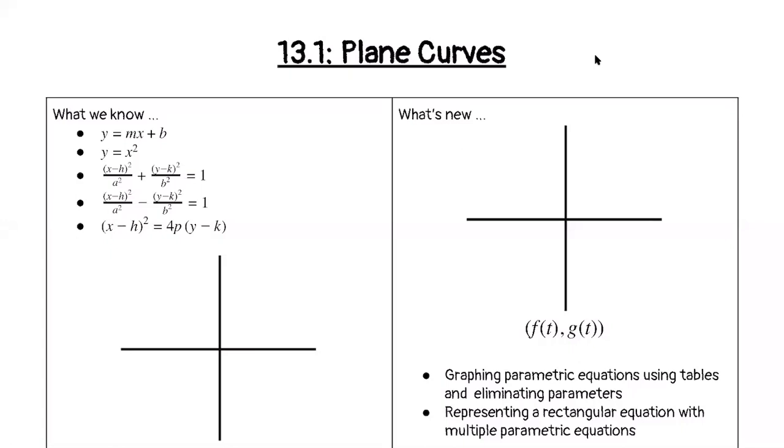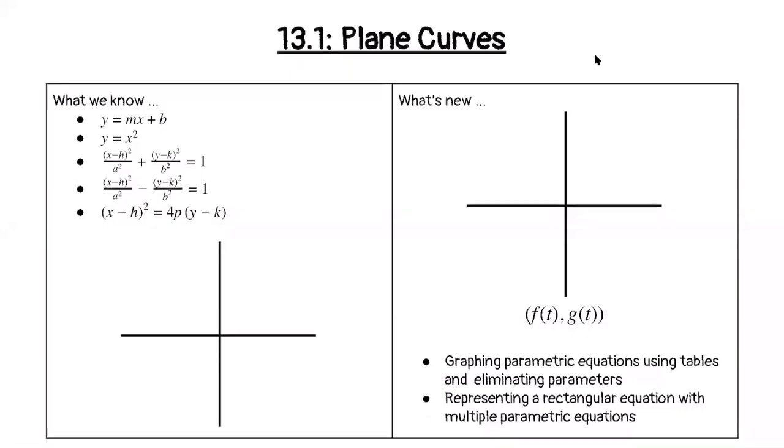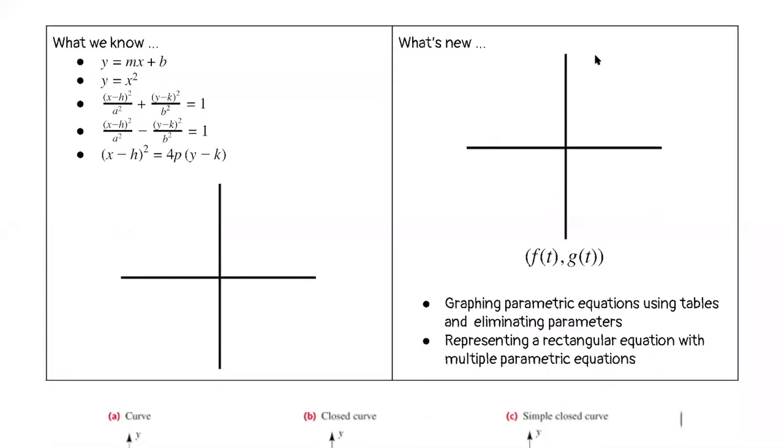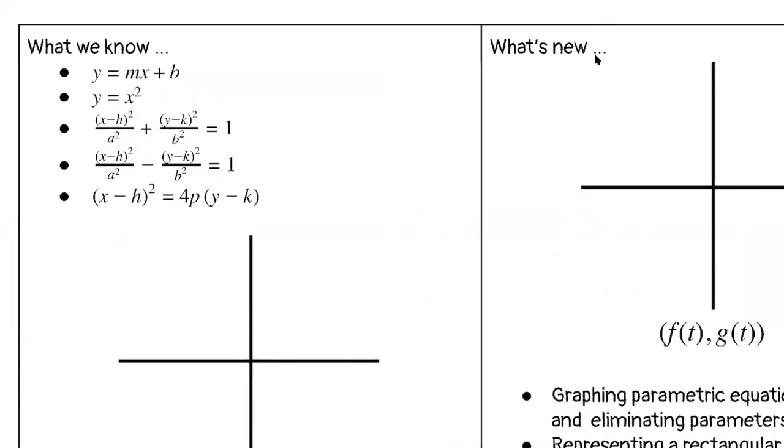13.1, I wanted us to start off as usual, thinking about some things that we know, and then think about how things might be a little different or extensions of what we've already learned, okay? So let's start with this what we know category. What we know: things like y equals mx plus b. What shape is that if you were to graph this? A line. It's a line, right?